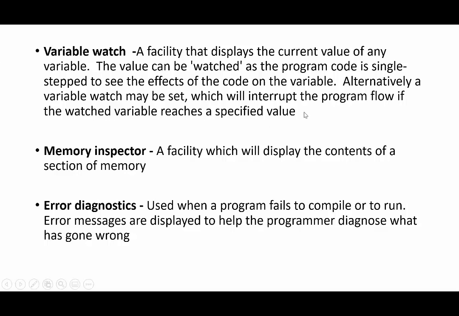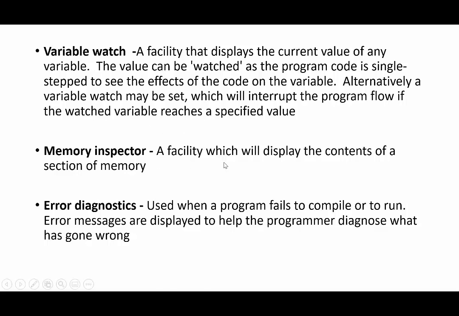A bit of a cheating way of doing this, which we tend to do, is just put print and then the name of the variable. So if you're getting the wrong tax coming out, every now and then you just put print tax in your program and it prints it out. Whereas a more sophisticated feature is this variable watch, which saves you having to do that in your code.